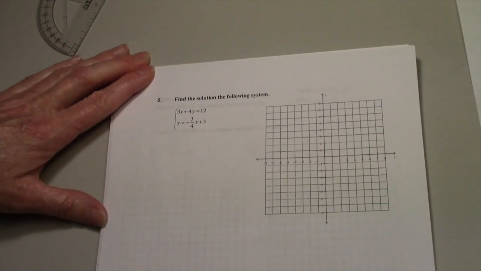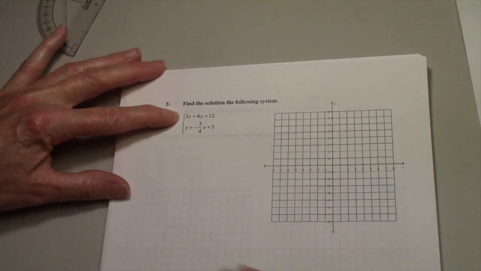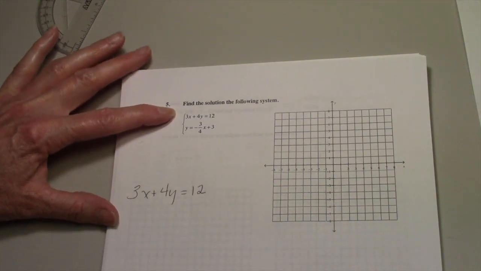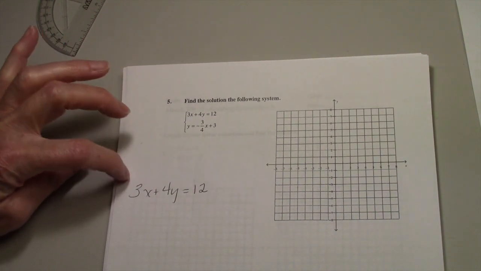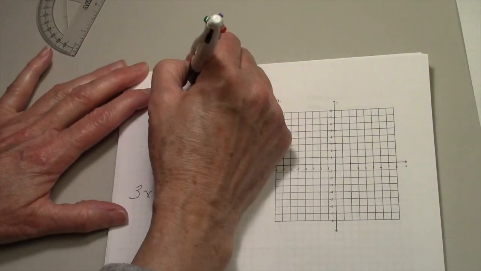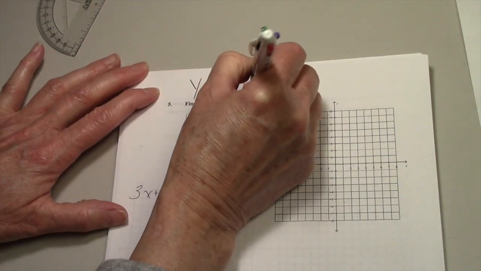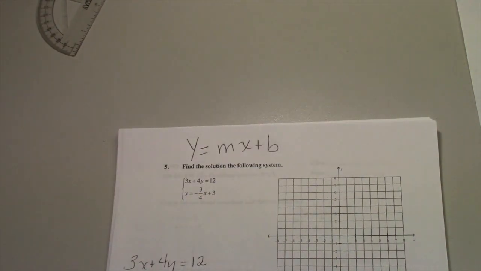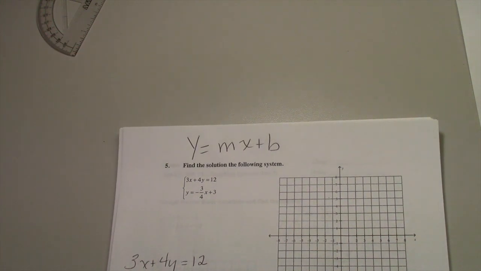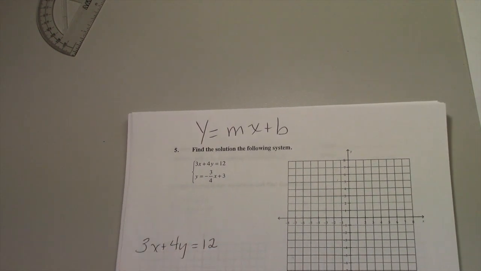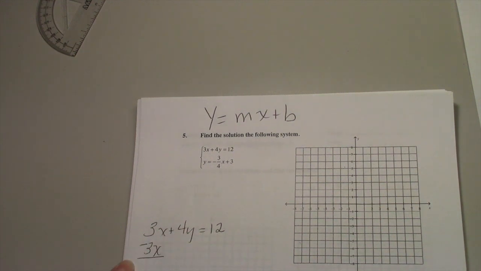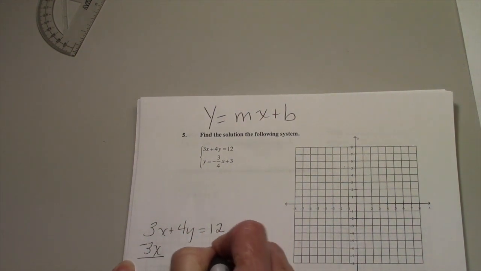Okay, so this one's a bit of a challenge. First equation, 3x plus 4y equals 12. Solve for y. Remember, y equals mx plus b. That is the linear form of a line. You always want to get y alone. It's called the slope-intercept form. So to solve for y, I have to move things. I'm going to move the 3x. How do I move it? By doing the opposite. What you do to one side you must do to the other.